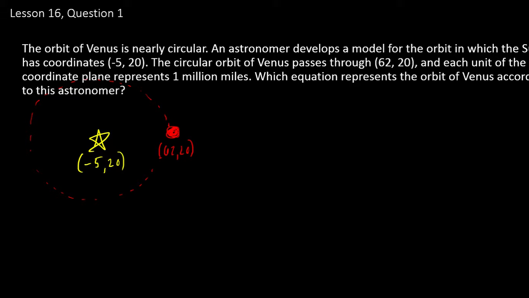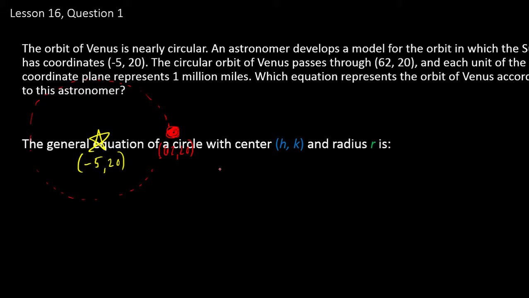So what do we need here? Well, we need our equation for a circle. The general equation of a circle with center (h, k) and radius r is (x minus h) squared plus (y minus k) squared equals r squared. So the circle is Venus's orbit. Do I know the center of the circle? Yes, I do, because the center is the sun. So I know that my center coordinates are (-5, 20).